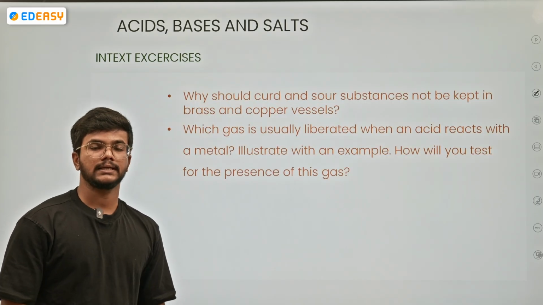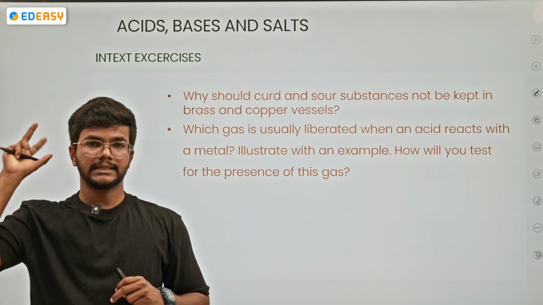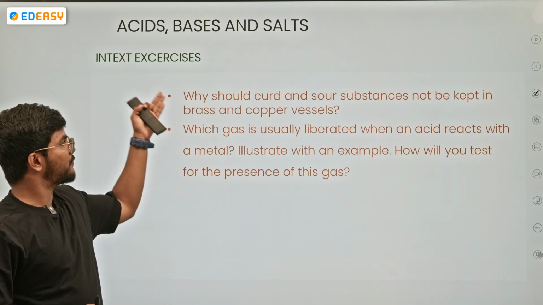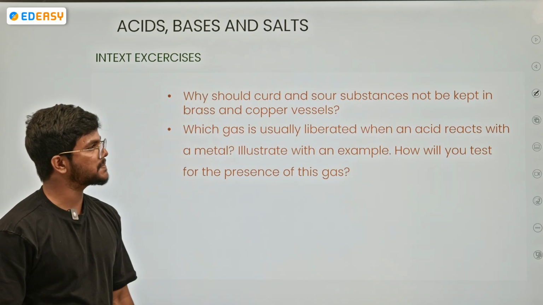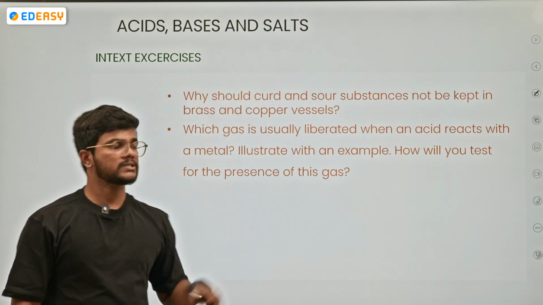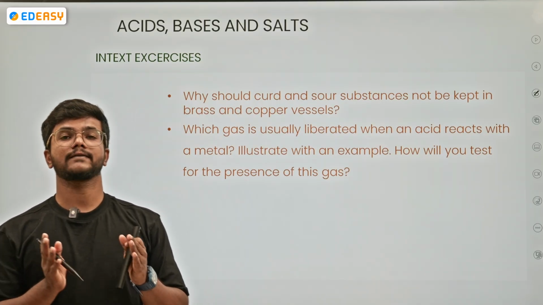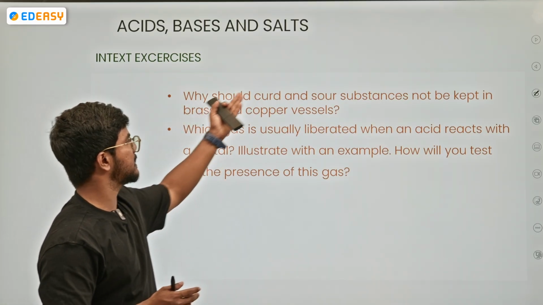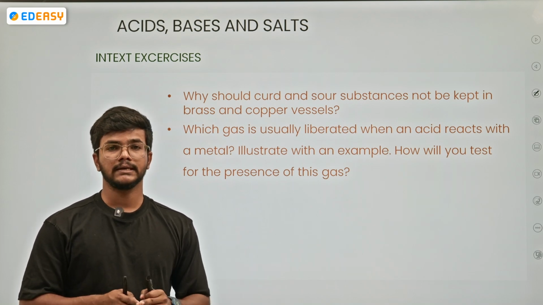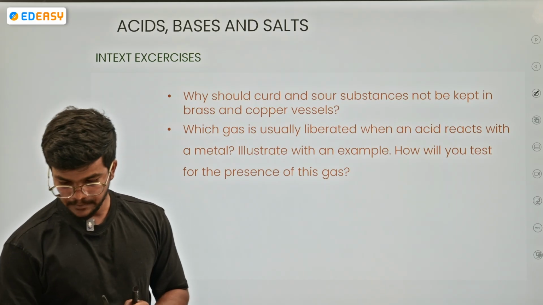So next are the in-text questions. In the middle of the topics, you can find some questions. Some of them are these. Why should curd and sour substances not be kept in brass or copper vessels? Brass and copper are metals. So when metals react with sour substances, curd or sour substance, what is the nature of the curd and sour substances? Let me know in the comment section.